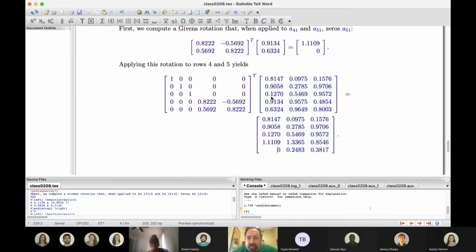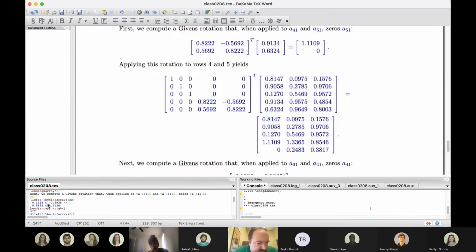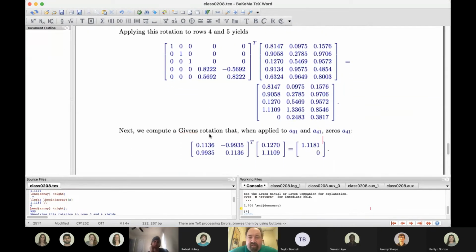Now I move up the first column. I'm going to work with this entry and this one. This one is the one to be zeroed. So I'm going to work on entries 3-1 and 4-1. So I do the same thing. I look at these two entries, figure out the right cosine sine pair that will cause this one to be zeroed. And then I apply that to rows 3 and 4. So I just keep moving up.